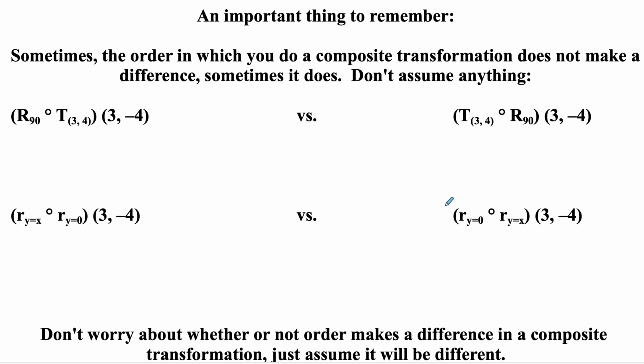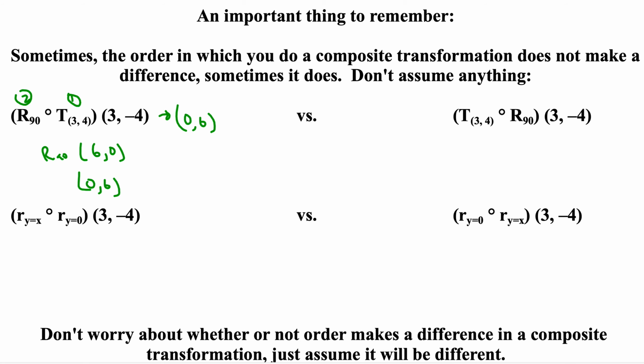Now, an important thing to remember is sometimes the order in which you do a composite transformation makes a difference, or does not make a difference. Sometimes it does. Don't assume anything. In other words, take a look at the examples. So here are a couple of examples. Here I would do the translation 3, 4 first, then the rotation 90. What does that mean? Translation of 3, 4 would be 6, 0. Then I do R90 to that, and that would become opposite y, x. So this would be 0, 6.